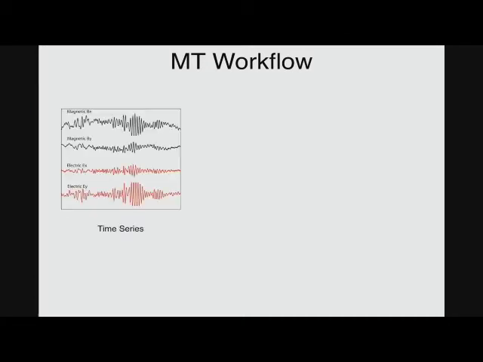Okay, so the workflow for MT looks something like this. We go out and we collect time series, and so this is an example. I think this is like 30 minutes of signal from somewhere in the world, where you've got the X and Y magnetic fields, and you can think of this as like north and east magnetic fields, and then the north and east electric fields here. And you can see that the orthogonal components are correlated, so X and Y are correlated. Or BX and EY are correlated, and then BY and EX are correlated as well.